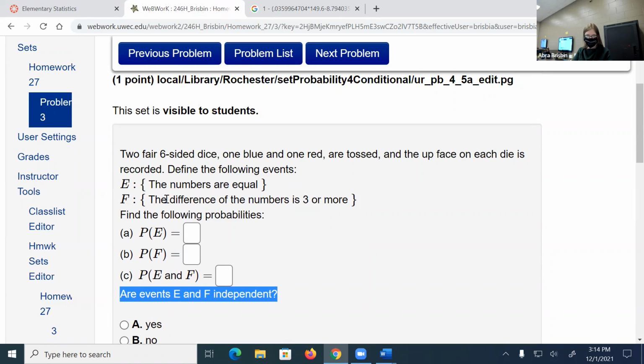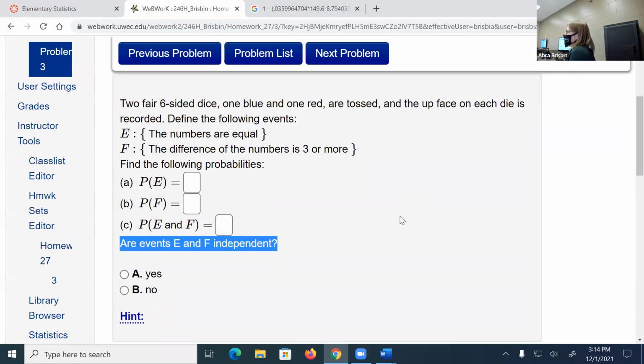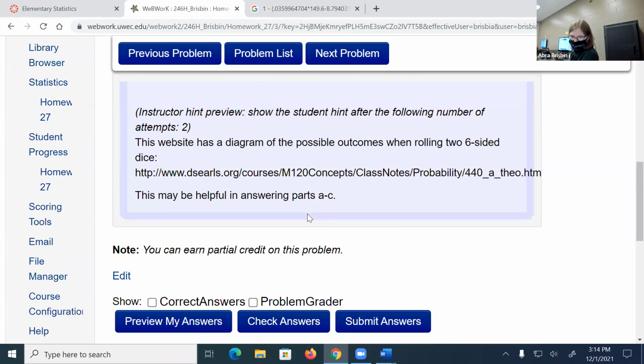So I got F as the difference of the numbers is 3 or more. Does that agree with what yours was? All right. I think this one has a couple different events that it can use. So one way to do this is to look at a table of possible outcomes of dice. I think there might be one in the hint.